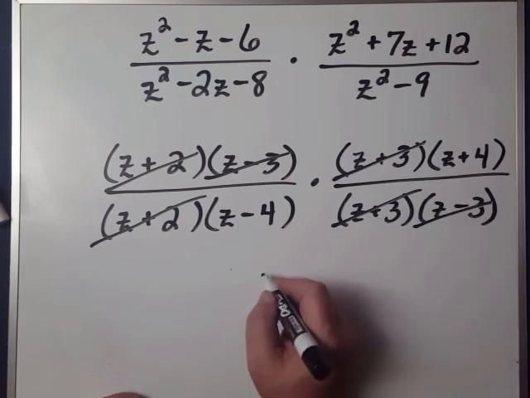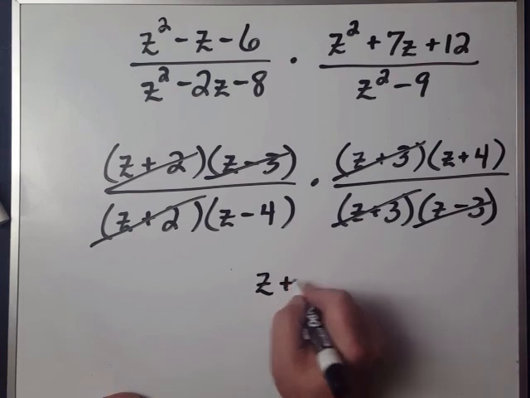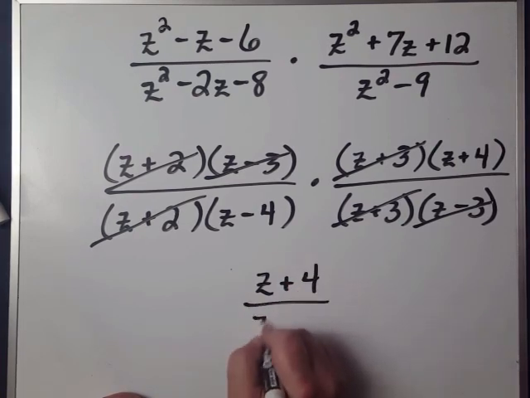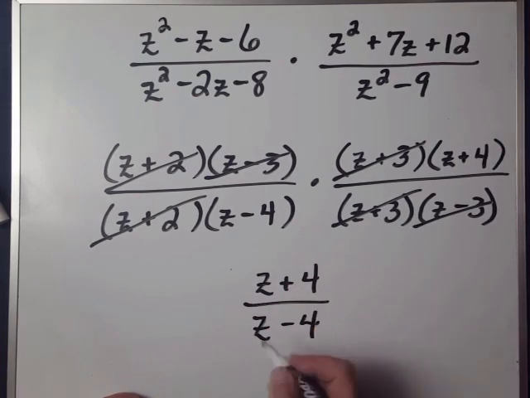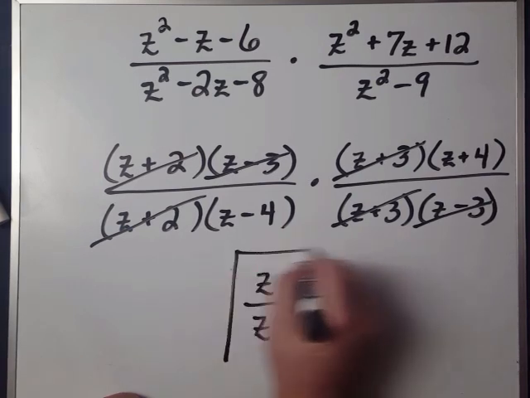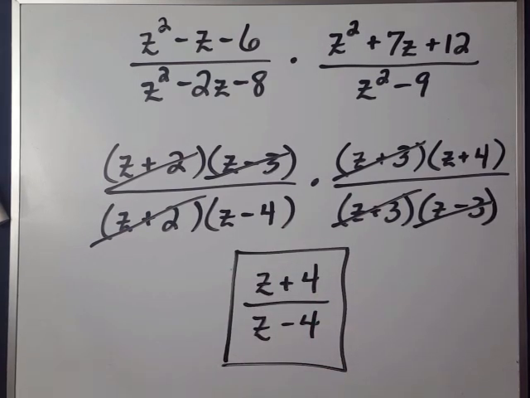So collect your survivors. z plus 4 in the top, z minus 4 in the bottom, and there's nothing else I can do with that. That is in lowest terms. How'd you do?